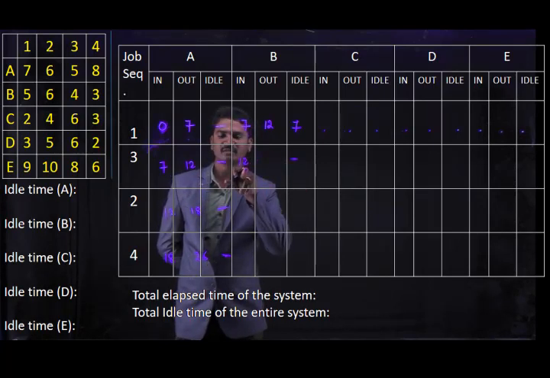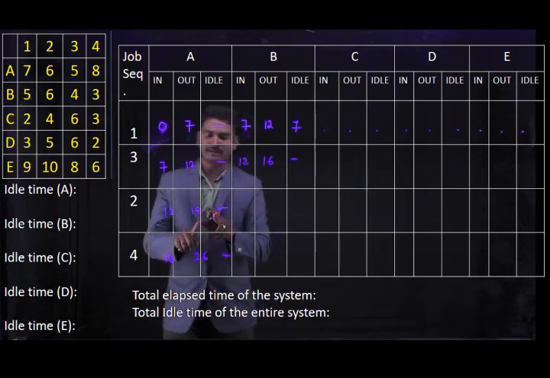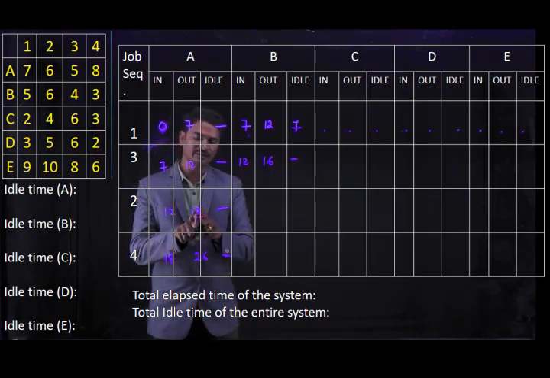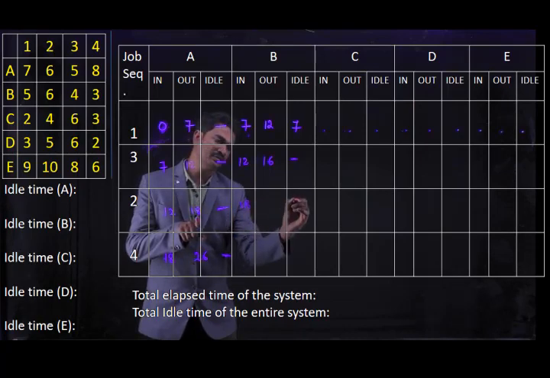After starting at the 12th hour, the processing time is 4 hours, so we finish at 16 hours. After completion of 16, we are going to start, but job 4 was being done at machine A, so machine A is busy up to 18, so the job was not completed, so we have to wait up to the 18th hour. After the 18th hour we are going to start, so the idle time is 2 hours here.